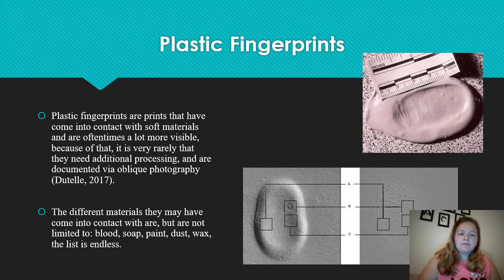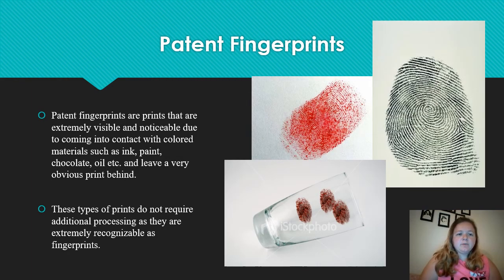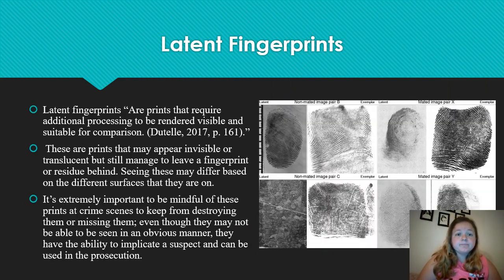Plastic fingerprints have come into contact with soft materials such as paint, blood, soap, dust, wax, you name it. They're often more visible, and they very rarely need additional processing. They're documented via oblique photography. You do have patent fingerprints that are extremely visible, and they're noticeable due to coming into contact with colored materials such as ink, paint. These prints do not require additional processing, as they are very recognizably fingerprints at that point.